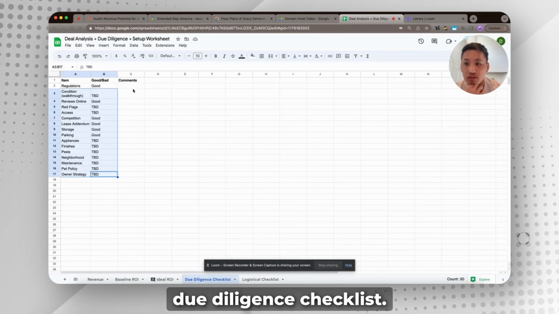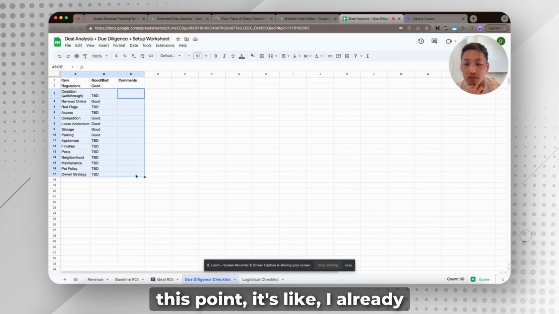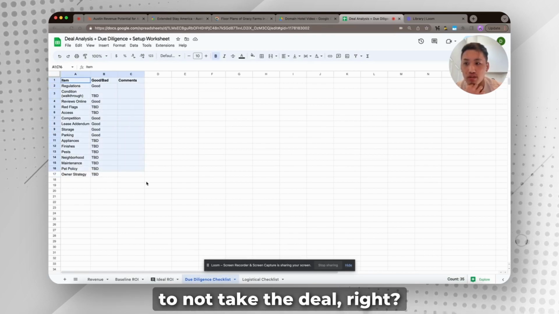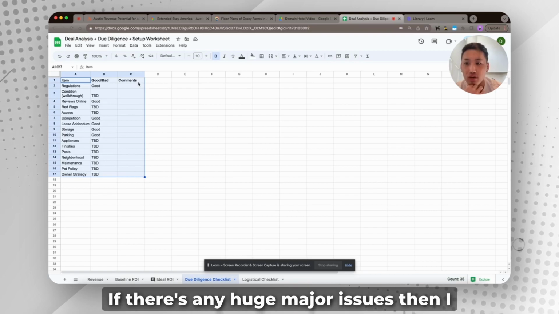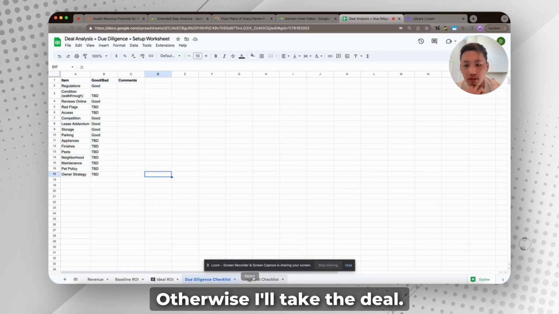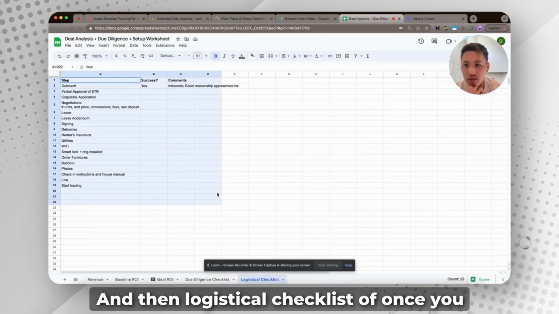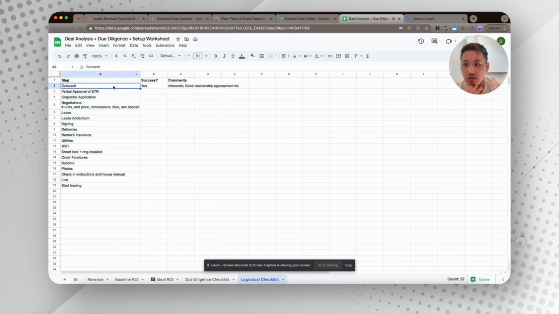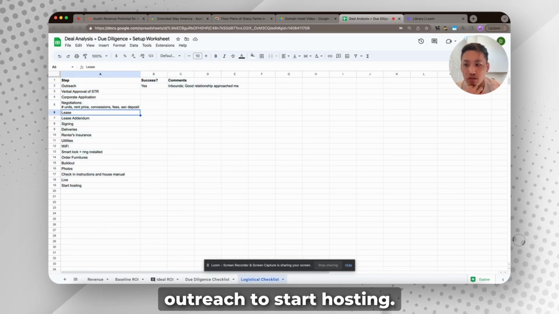And then I have my due diligence checklist. At this point, I already want the deal. I'm looking for reasons to not take the deal, right? Everything should check out. If there's any huge major issues, then I won't take the deal. Otherwise, I'll take the deal. And then the logistical checklist of once you actually start the process, this is each point along the process, all the way from outreach to start hosting.